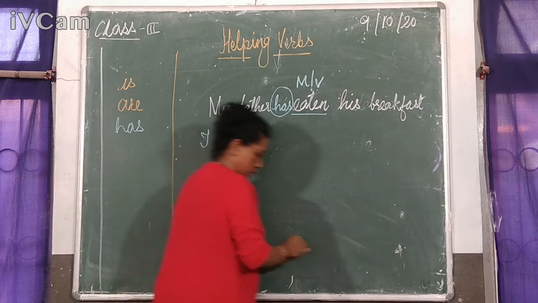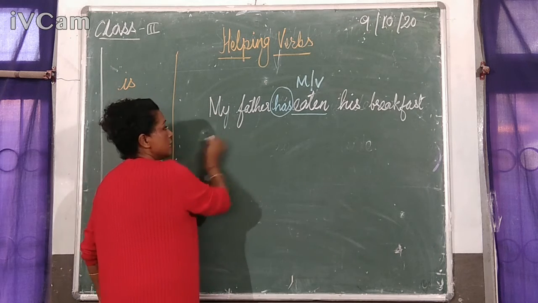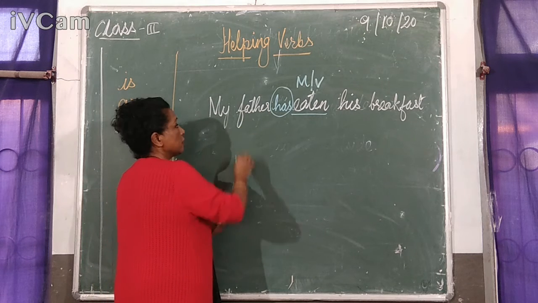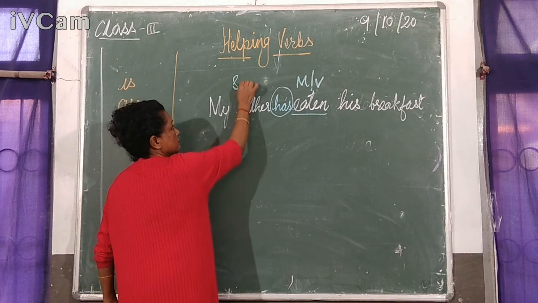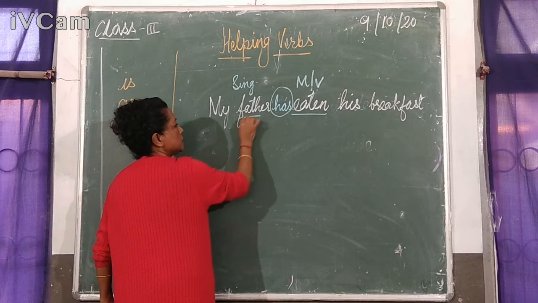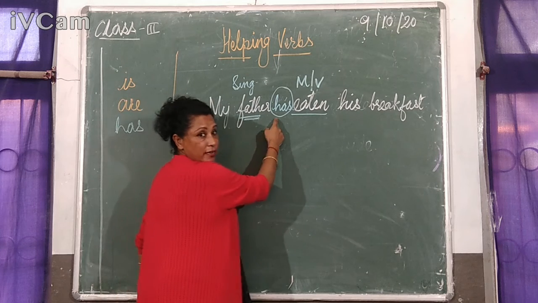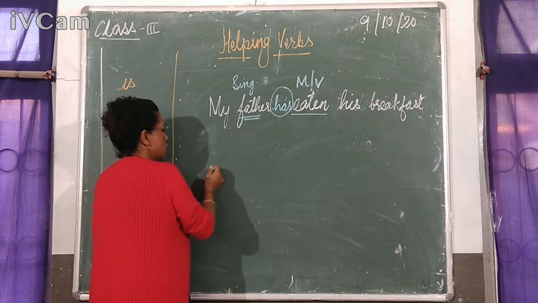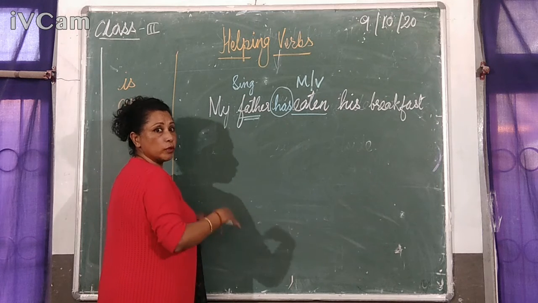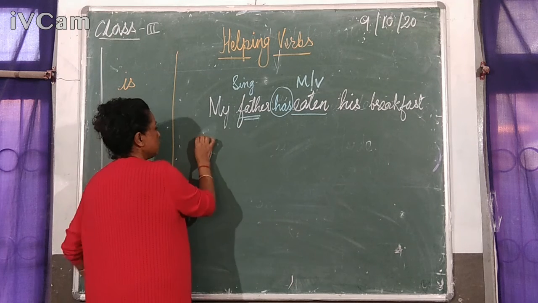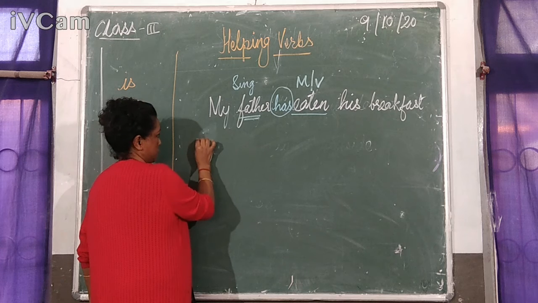Now, same thing. If I have to write the same sentence, father is one, isn't it? Father is singular. So, I have to write has eaten his breakfast. Now, if I have to write the same thing with many, plural, then which helping verb will I use?